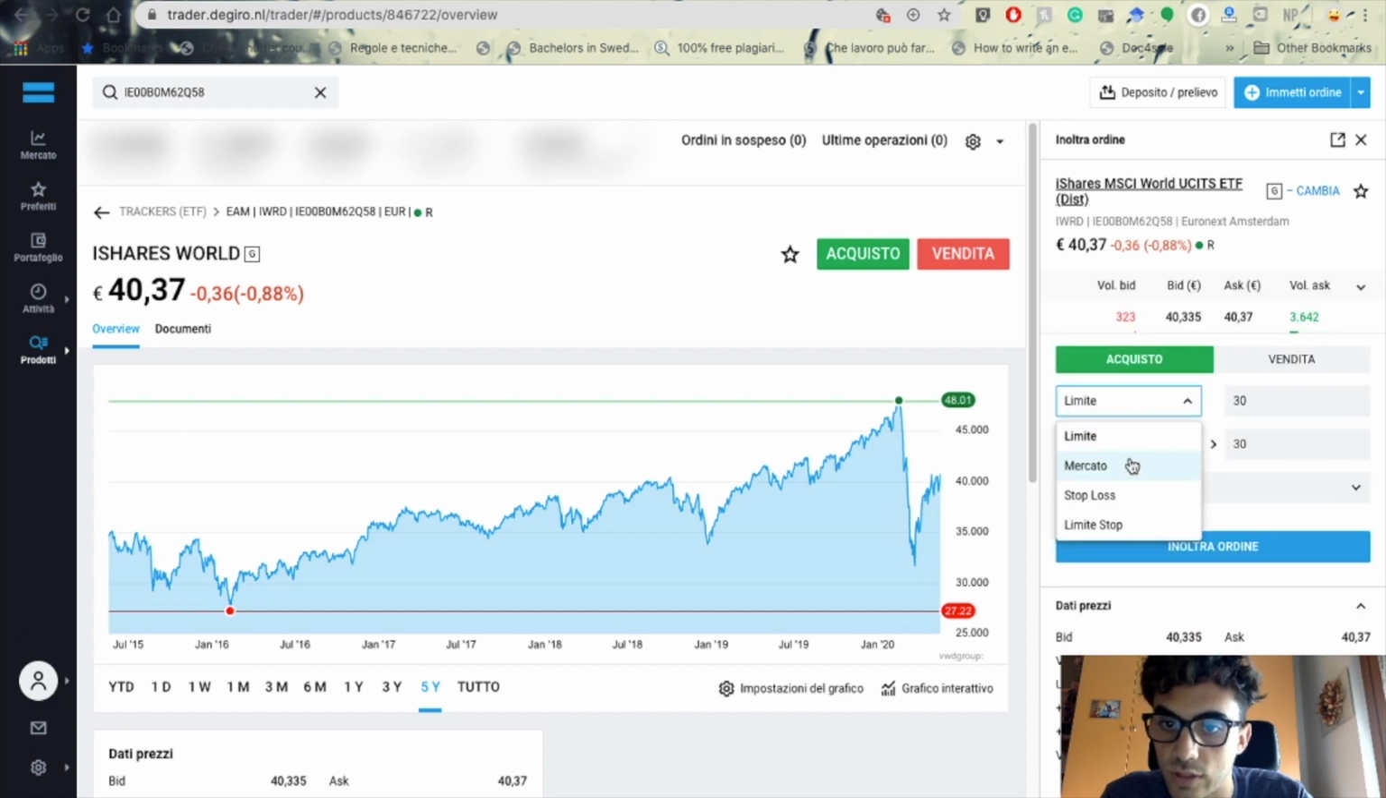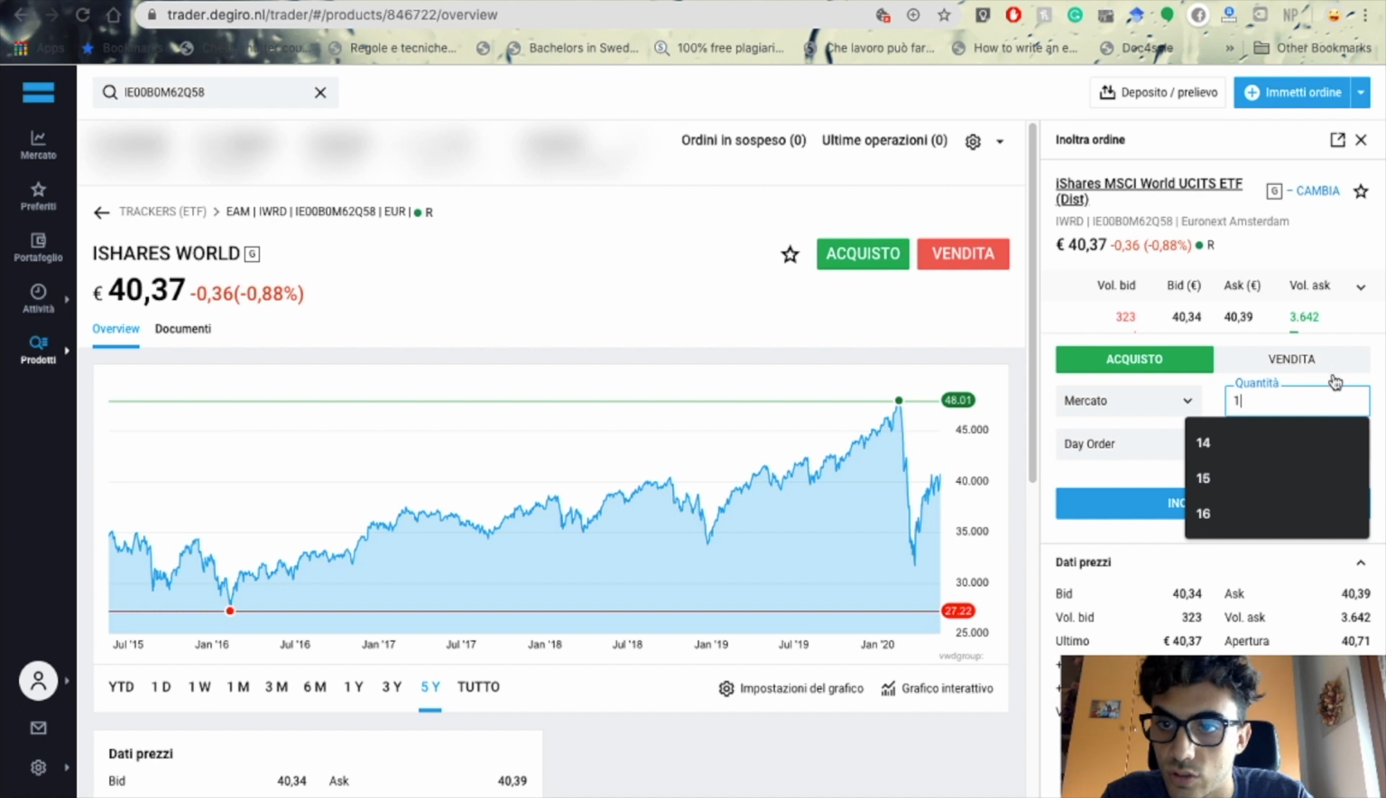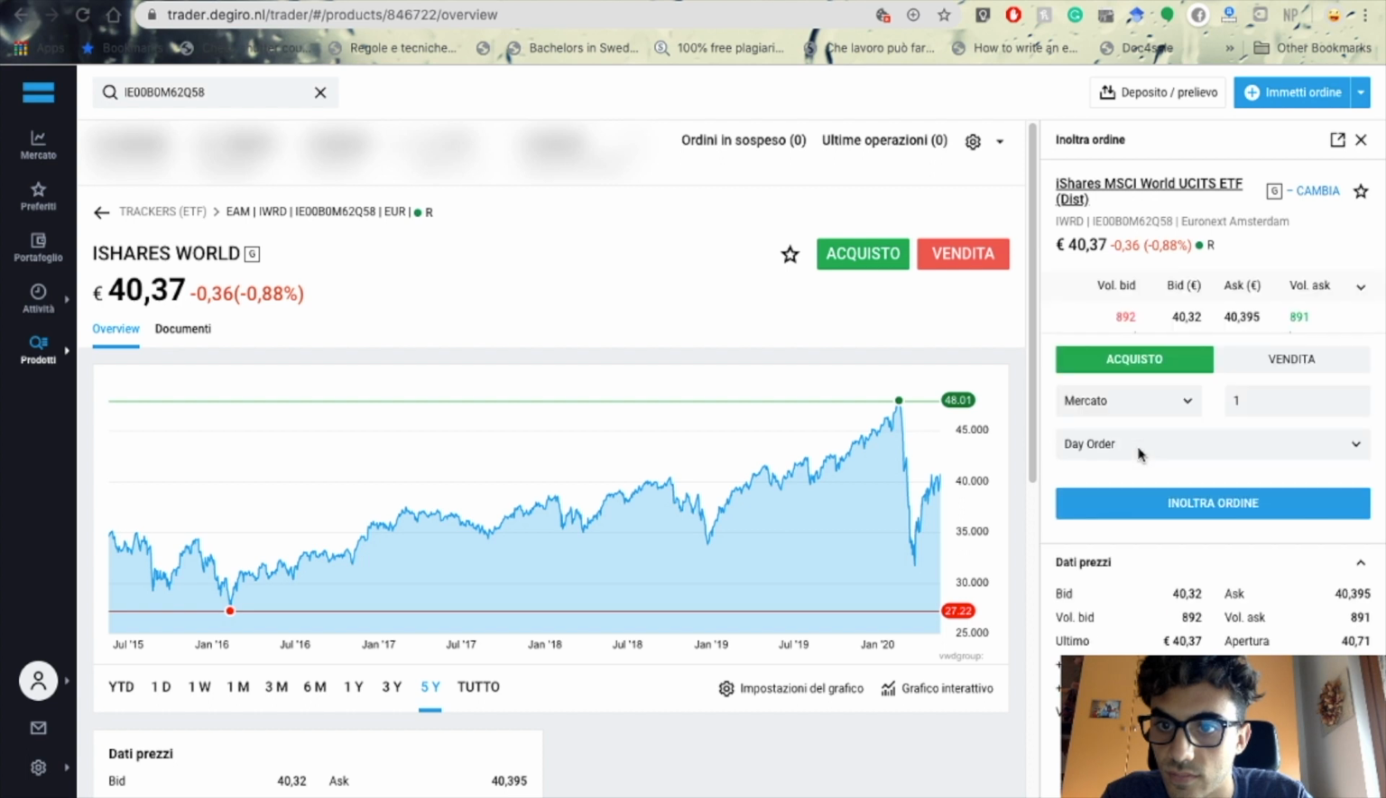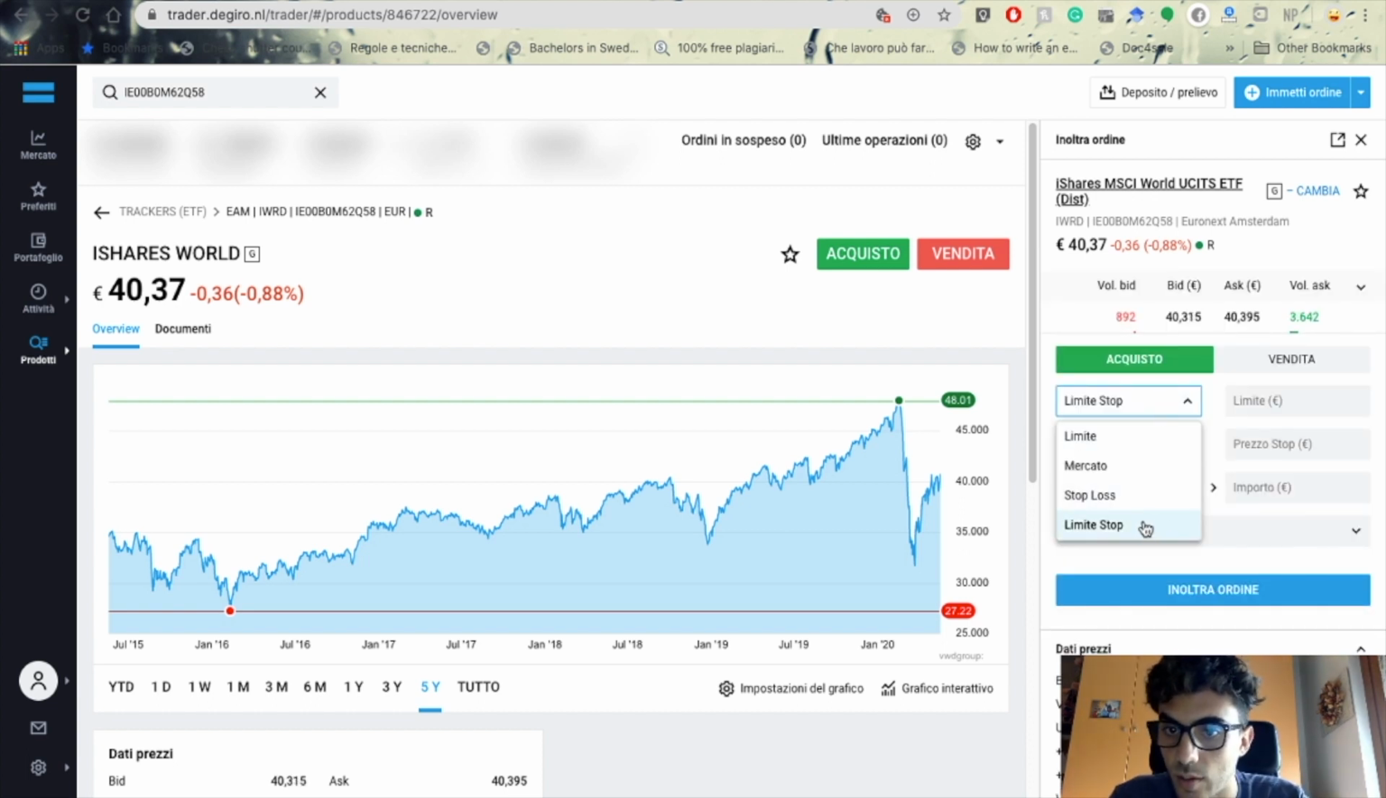You could also buy it for the price right now, so this would cost me like 40. Then we have stop loss, limit stop. I actually never use these, but I think they're more for traders to stop your losses in case it reaches a certain level and you don't want to lose more than that. Imagine the market crashed by 40% and you said that once it goes under a certain limit you just sell all your positions, so you stop your losses.